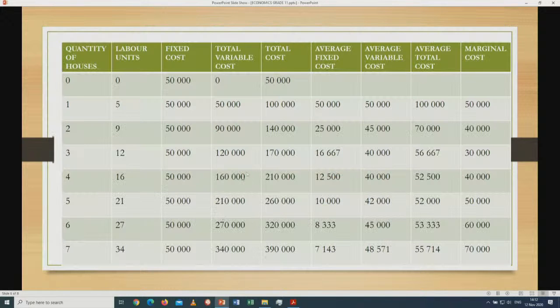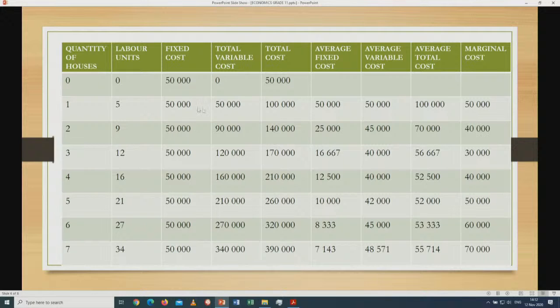Right, let's go back to what we are busy with now. Right, now we have one house that has been made or built. Now what happens here? We used 5 units of labor. The fixed cost, whether we have a house now or not, we still pay the 50,000. Right.